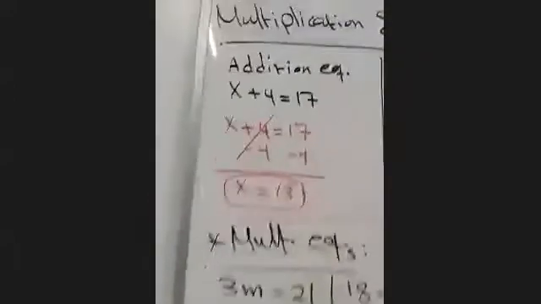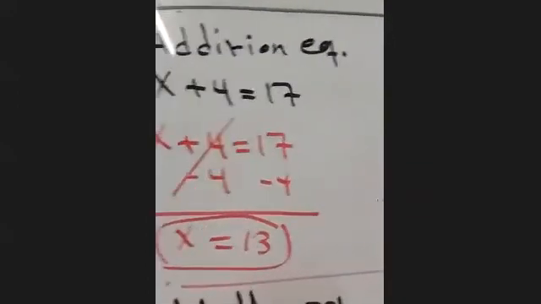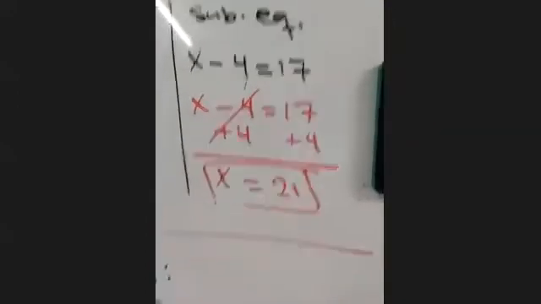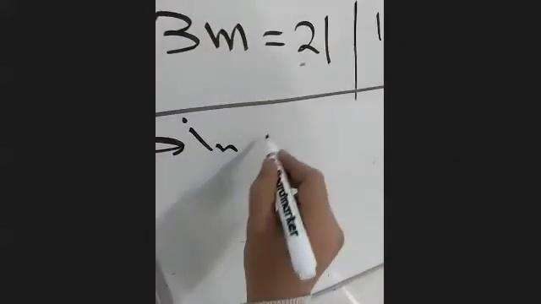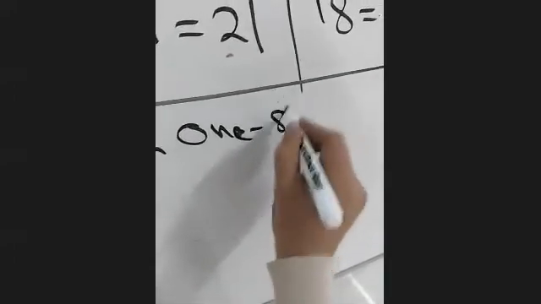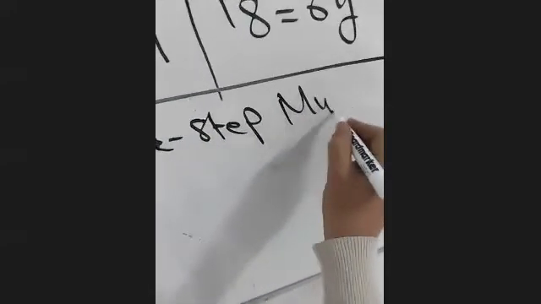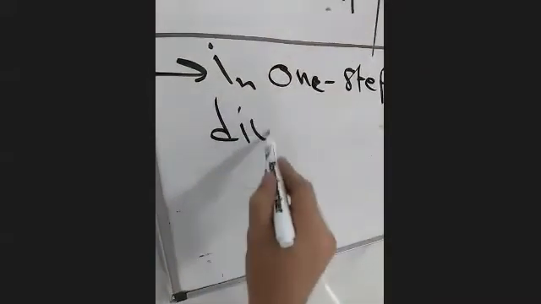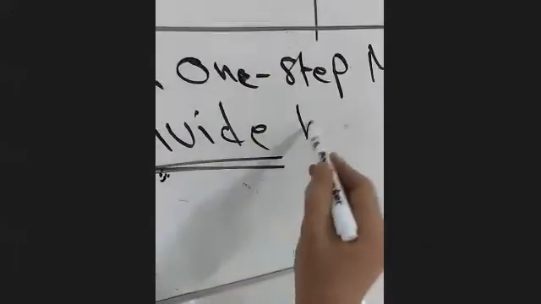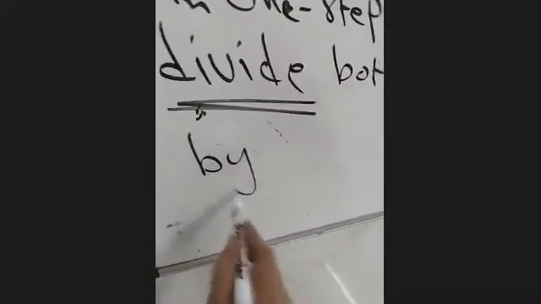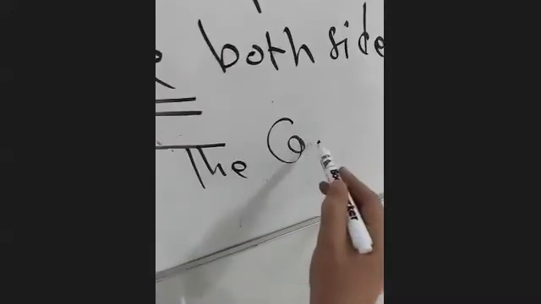Now, how do we solve the multiplication equation? We said in addition, we subtract. In subtraction, we add. In the multiplication equation, what will we do, guys? In a one-step multiplication equation, what do we do? Divide both sides by the coefficient.